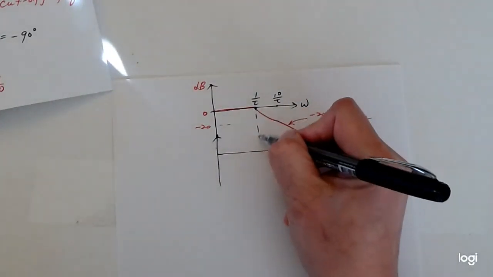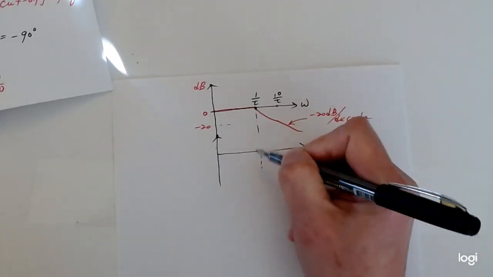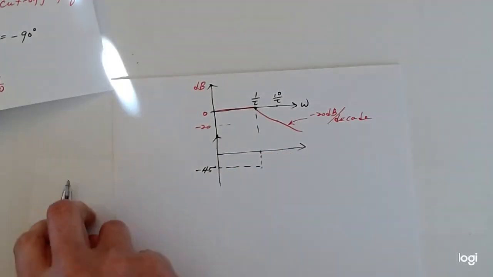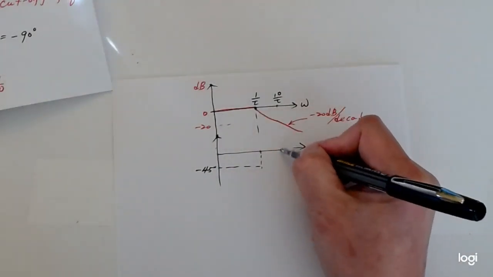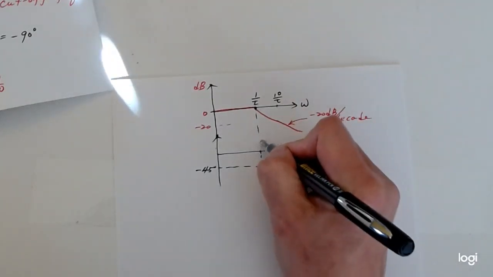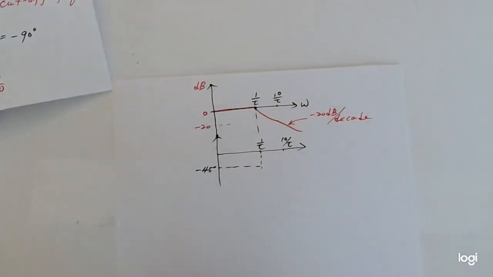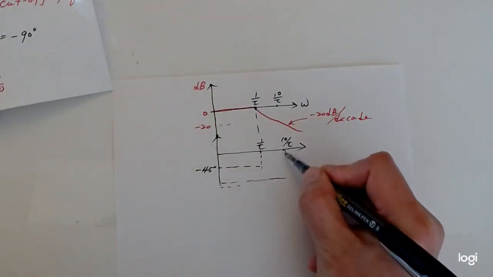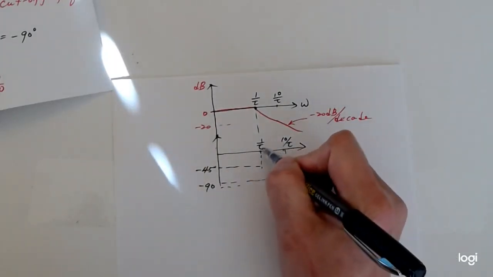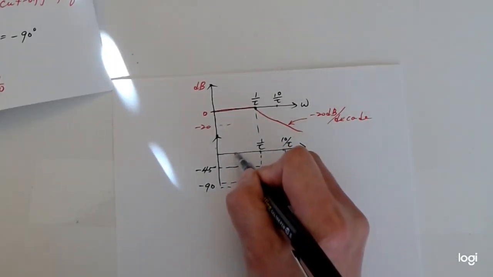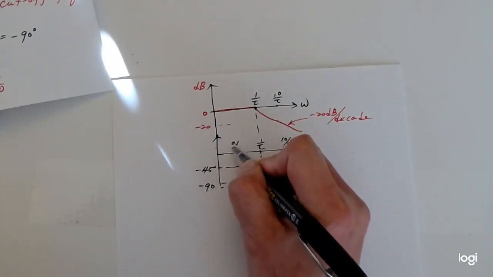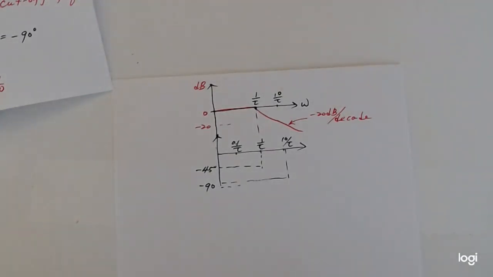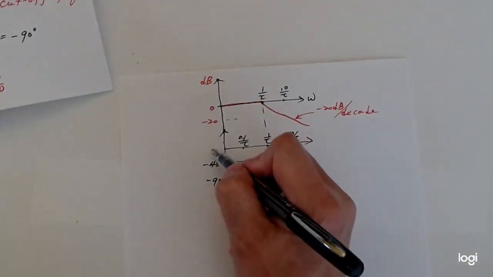Same thing for phase. At the cutoff frequency, it's always minus 45 degrees, and 10 times more it's minus 90. Ten times less, at 0.1 over tau, it would be 0.